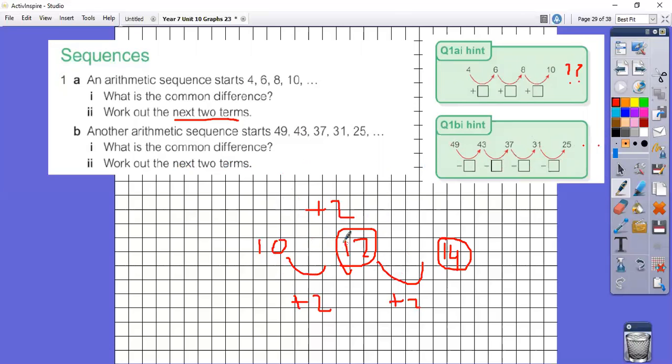So do the similar approach we did here. The first part, it was adding 2. So look at what is the common difference between these numbers and work out what comes after 25. Okay, I'll leave you to do that part.